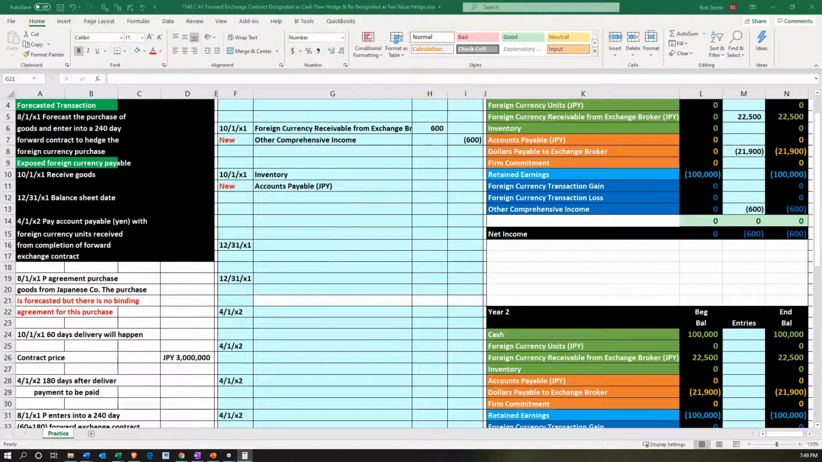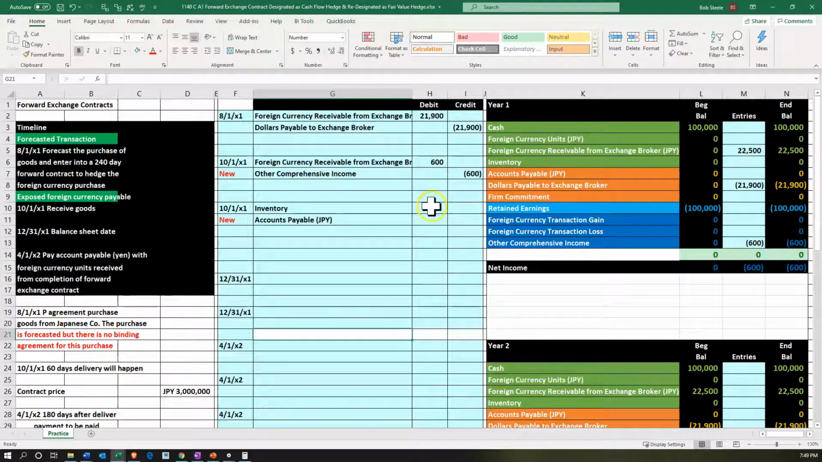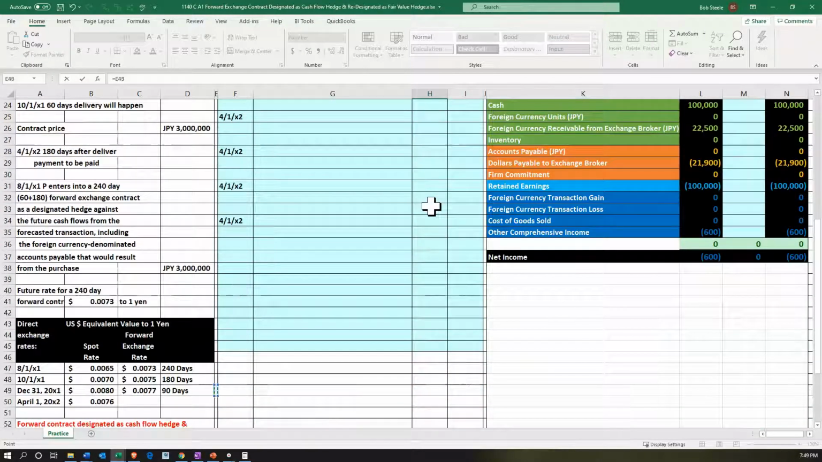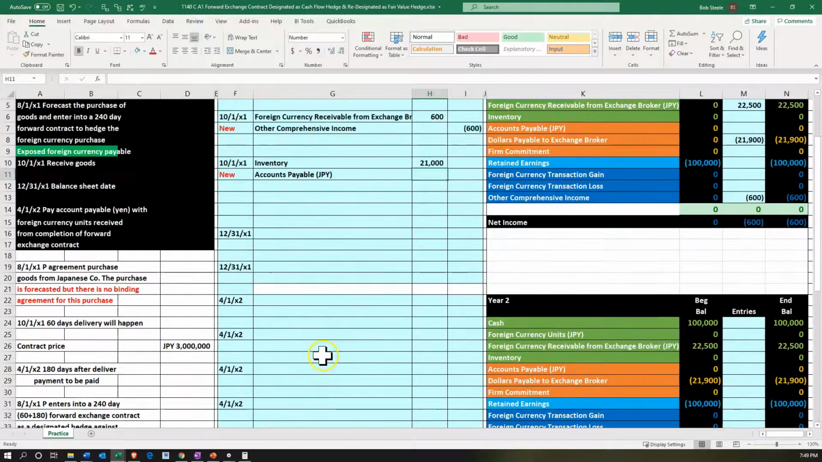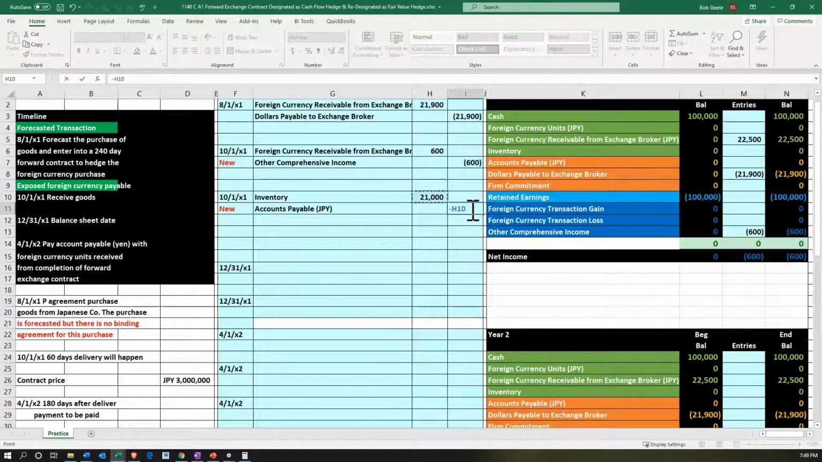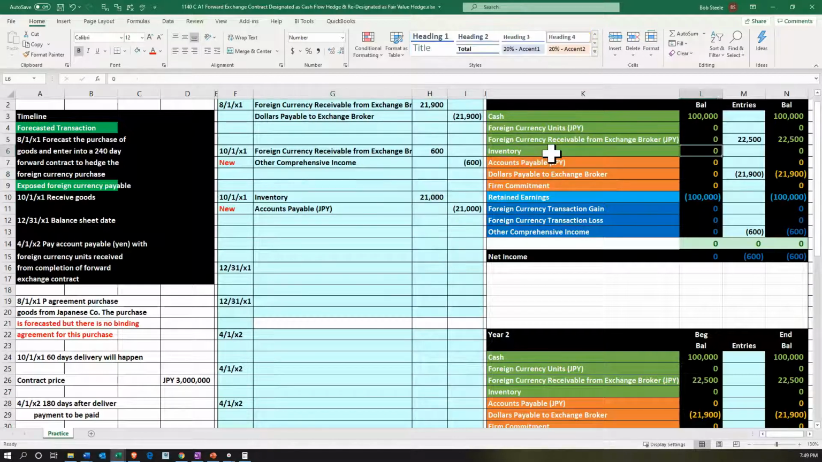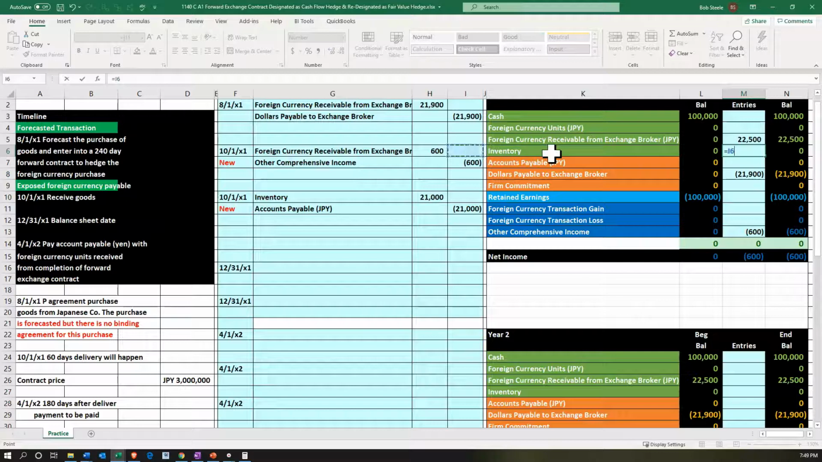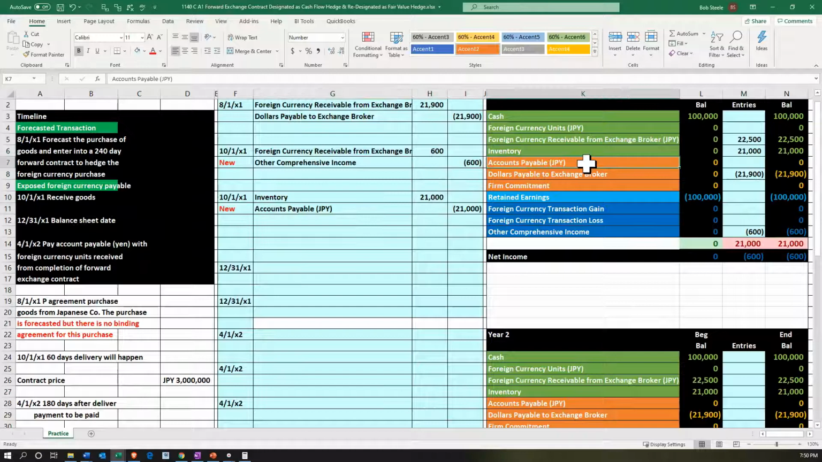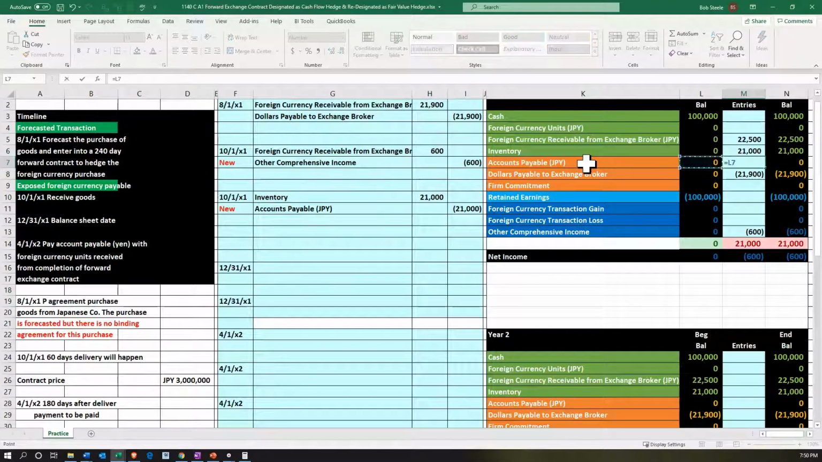Let's go ahead and calculate that again up top. I'm going to say this will be equal to the 3 million times the spot rate right now, which is 0.007. There's the debit, there's the credit. Let's go ahead and record this. We have the inventory up top in the assets. This will be equal to that 21,000. Then we have the accounts payable in yen, which is going to be the credit, going up by the 21,000 once again.